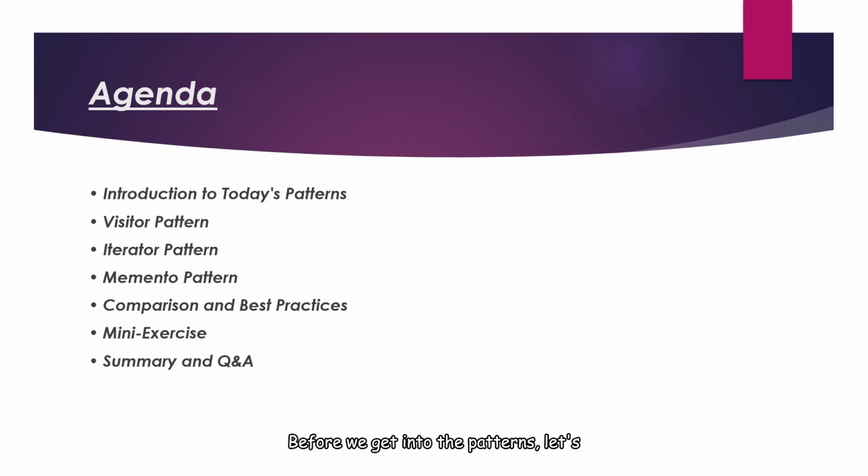Before we get into the patterns, let's first look at today's roadmap. We will start by understanding why these patterns are important, setting the foundation first. Then we will dive individually into the three patterns. First, the visitor pattern, which helps us apply new operations to objects without modifying their structure. Next, the iterator pattern, which gives us a way to traverse data collections without exposing how they are implemented internally. And finally, the Memento pattern, which helps us capture and restore object states, a must-have for features like undo. After covering each, we will also do a quick comparison, followed by a mini exercise to apply what we have learned, and finally we will summarize everything.